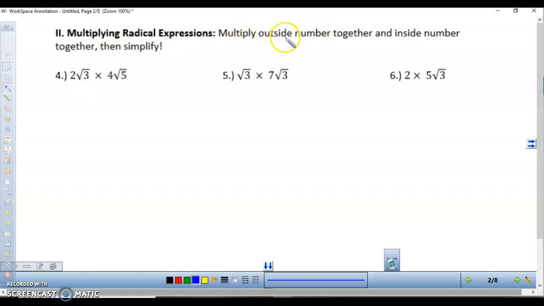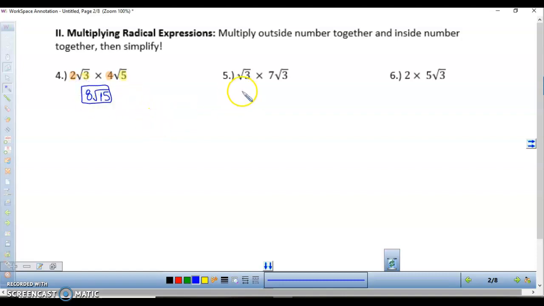What we're going to do is multiply the outside numbers together. I can multiply the 2 and the 4 together because they're outside the radical symbol. Those are called coefficients. Or I can multiply the radicands together, the numbers that are inside. So when I multiply these radical expressions, 2 times 4 gives me 8 on the outside, and 3 times 5 gives me 15 on the inside. 15 does not have any perfect square factors other than 1, so it cannot be simplified. We'll leave it right there.